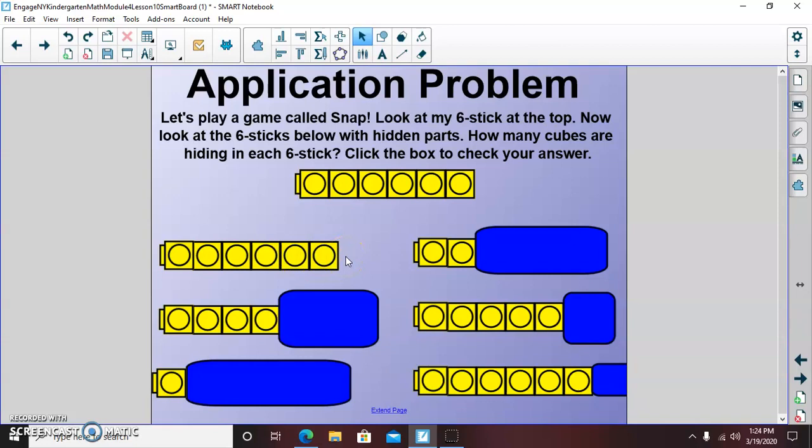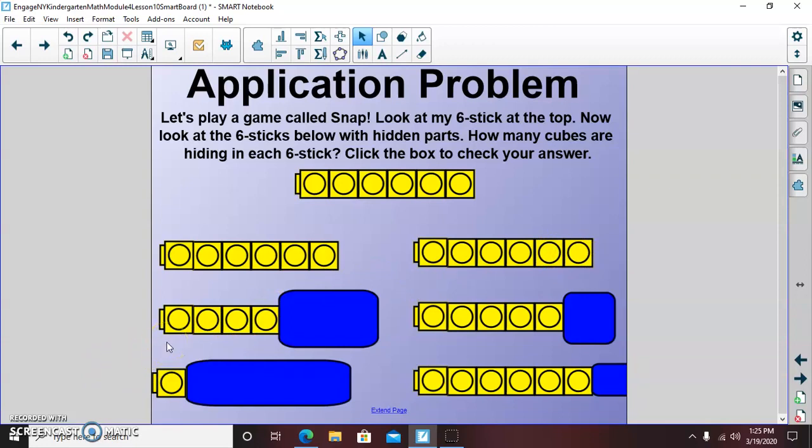Now, the challenge with this game is we have to see how quick we can do it. So, put up those 6 fingers again. Let's count how many we see. 1, 2. How many fingers do I have left up now? Let's see if we are right. I think it's 4. 1, 2, 3, 4. Very good.